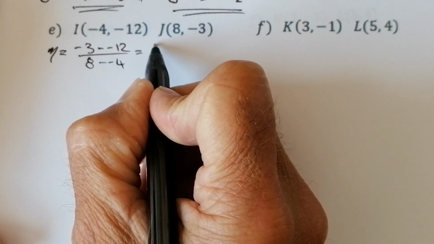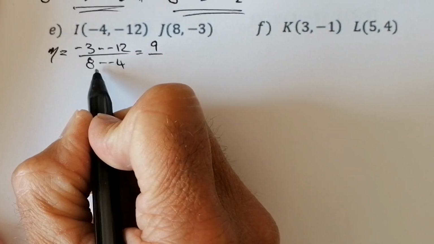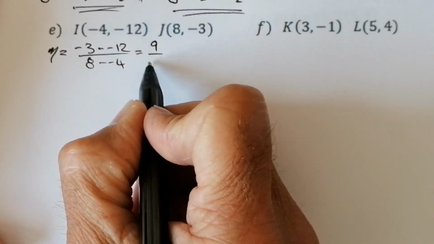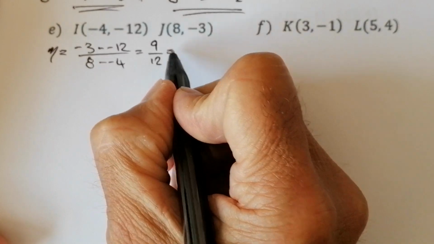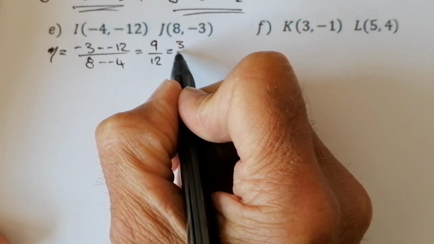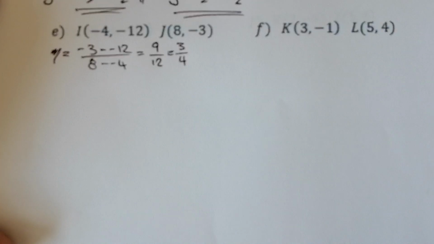So that's going to give me a 9 on the top there. Because that's a plus there, that'll give me 12 on the bottom there. So that works out to be 3/4. Okay, when I divide the top and bottom by 3, that's going to give me 3 over 4, 3/4.